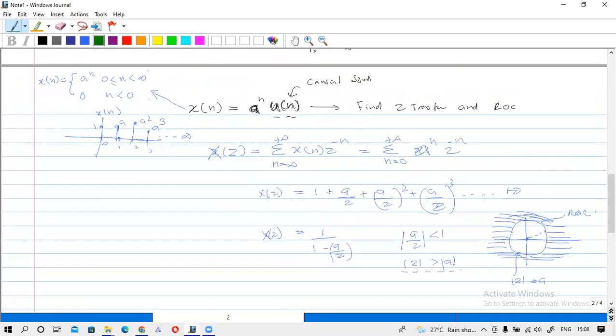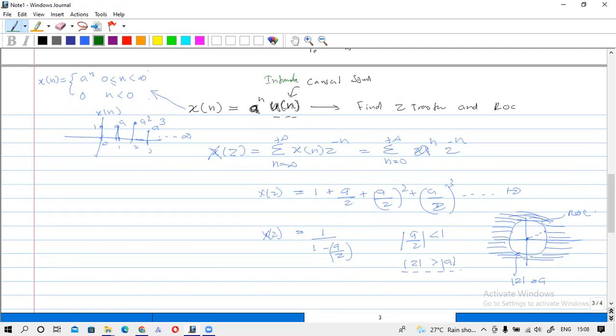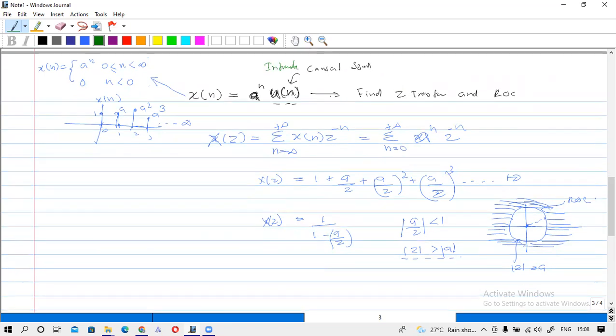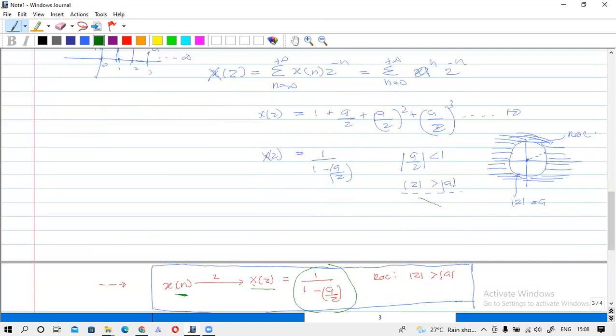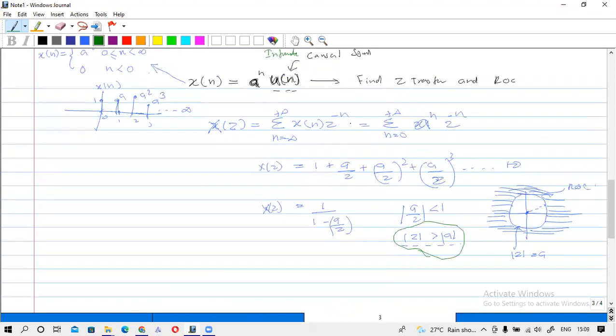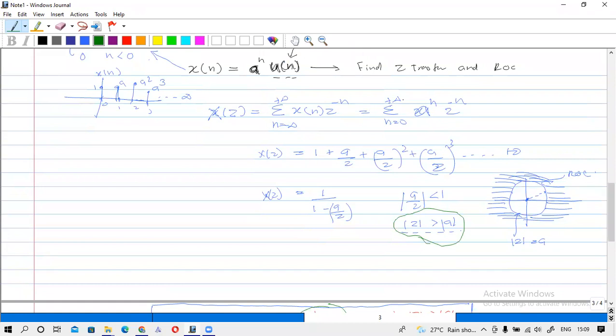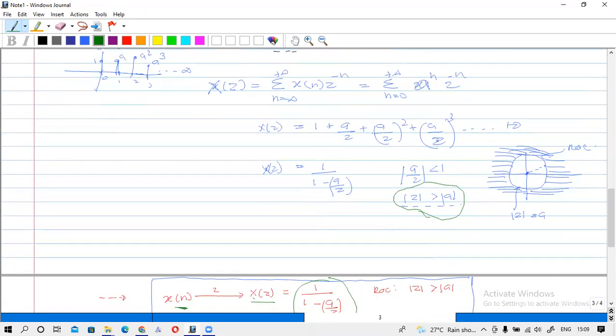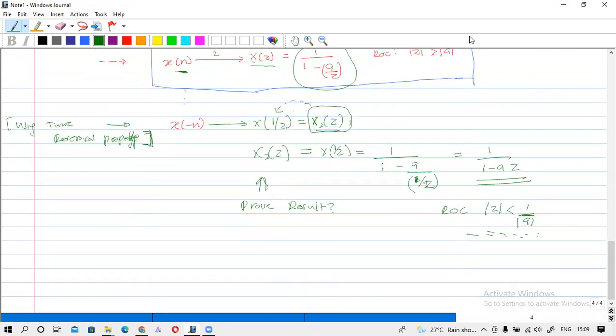If you have gone through your notes, you can see that this is actually an infinite causal signal. For an infinite causal signal, the ROC will look like this: the magnitude of Z is greater than a value. In your notes this property is summarized. What I told you is that you need not remember all these things. Can you suggest any method to prove this result?